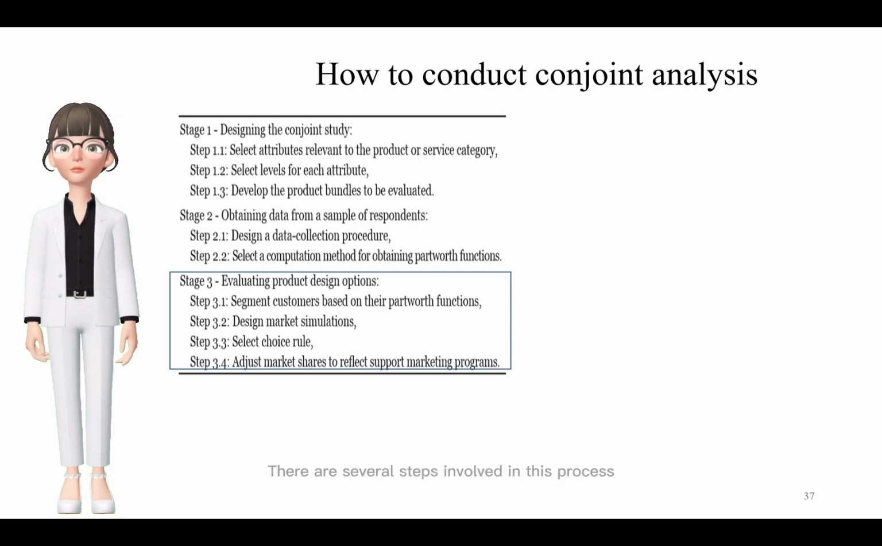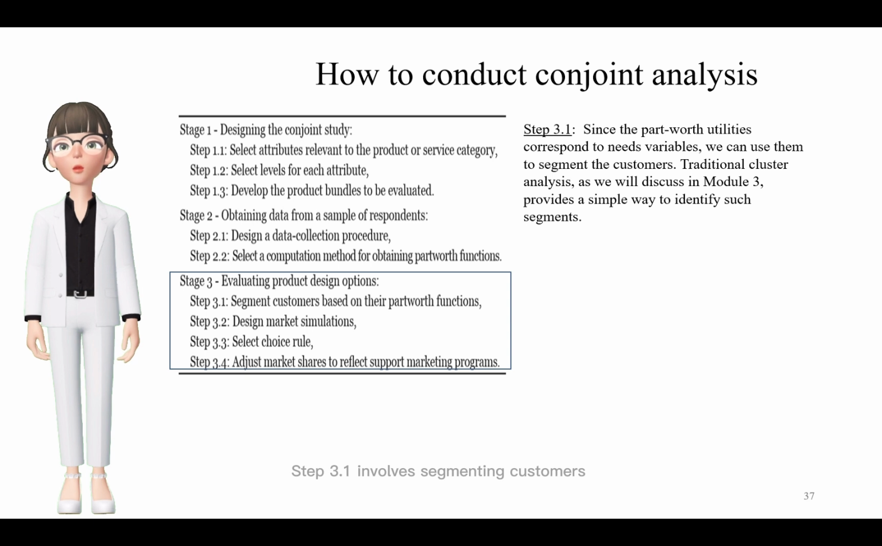There are several steps involved in this process, so let's take a closer look. Step 3.1 involves segmenting customers based on their part-worth functions. Part-worth functions are essential because they reveal customer preferences for different attributes, which can vary across different segments. For instance, in a frozen pizza example, one segment of the customers might prefer thin crust pizza, while another segment prefers pan pizza. By segmenting customers based on their part-worth functions, we can gain insights into the unique needs of each group. We will learn how to conduct segmentation analysis in Module 3.